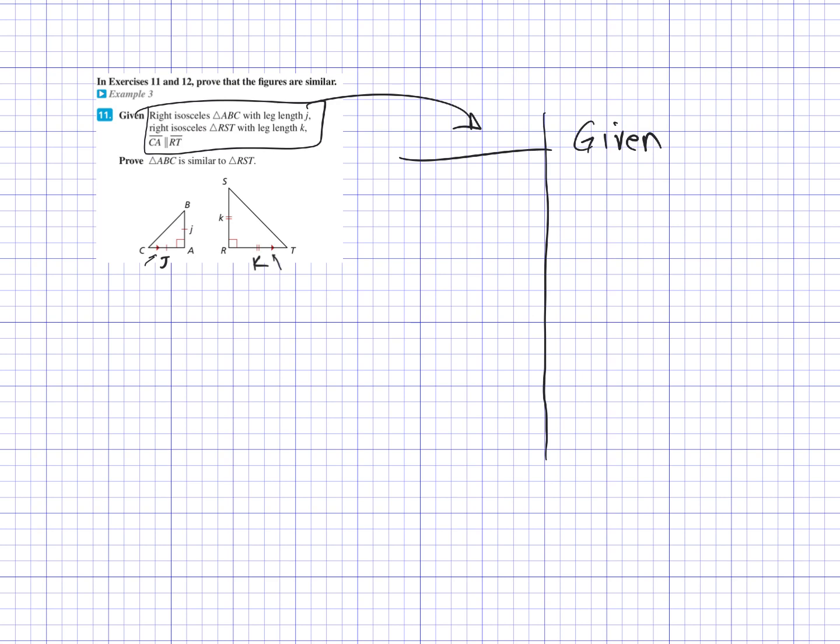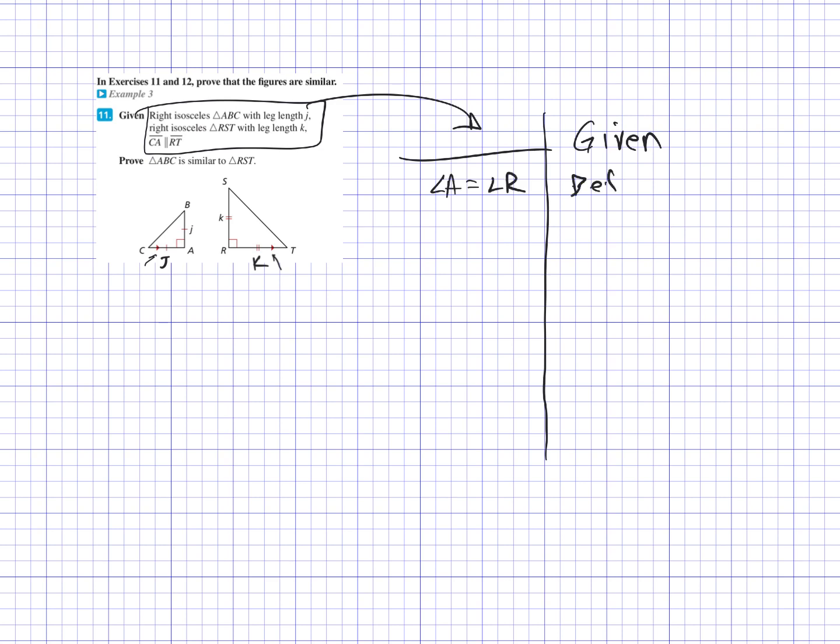Okay, so if they're similar, then all their angles are the same. That's all you need to show, is their angles are the same. Well, we already know that angle A and angle R are equal. So angle A is equal to angle R.